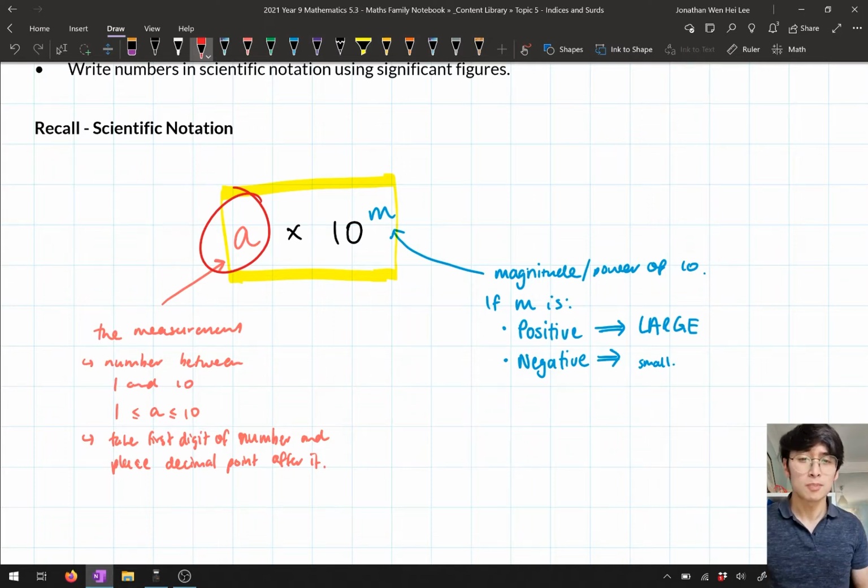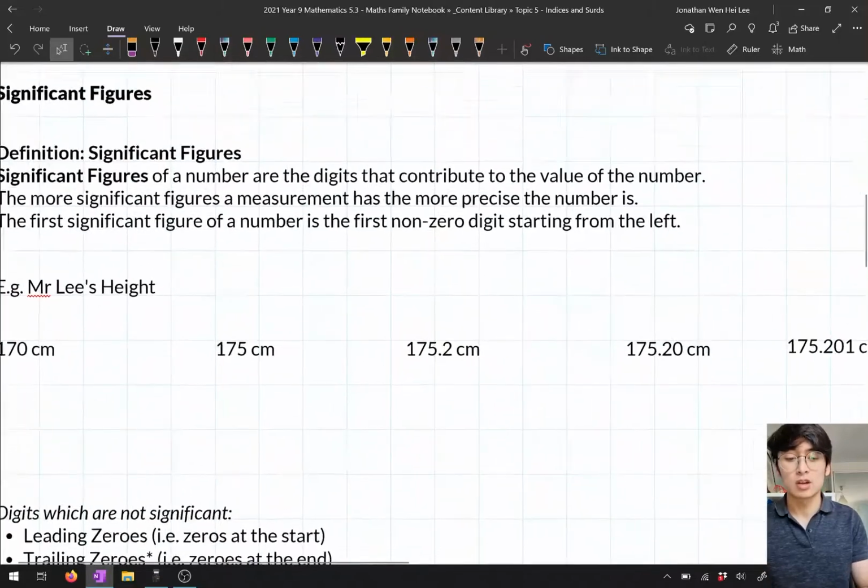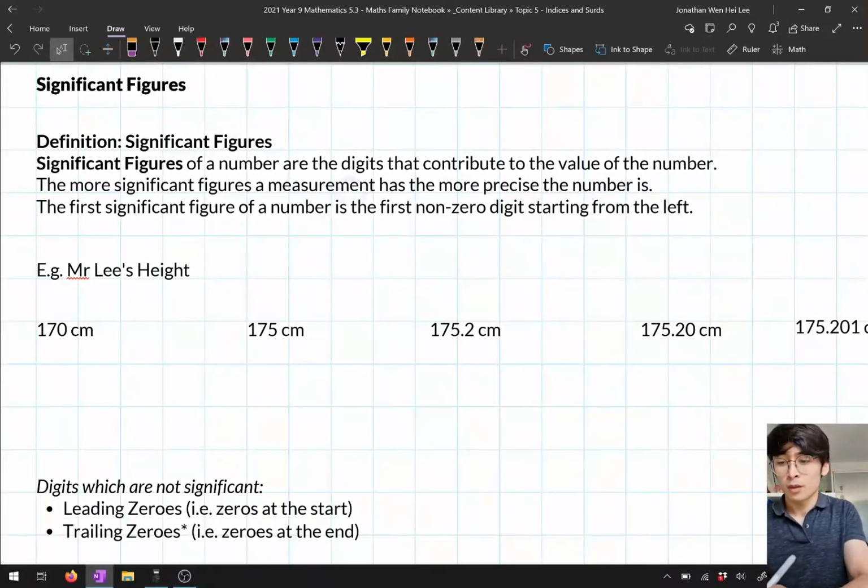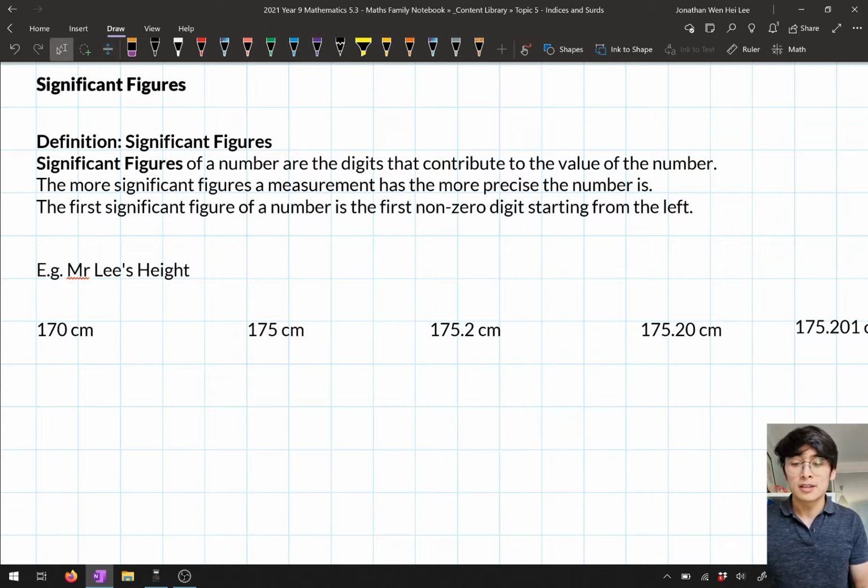The way that we do this is by using something called significant figures. Significant figures is another way of rounding or telling how specific a measurement is. Let's quickly go through a definition. Significant figures of a number are the digits that contribute to the value of the number. The more significant figures a measurement has, the more precise the number is. The first significant figure of a number is the first non-zero digit starting from the left. So significant figures is just a way of measuring how accurate a measurement is.